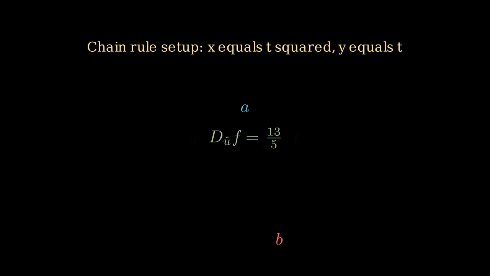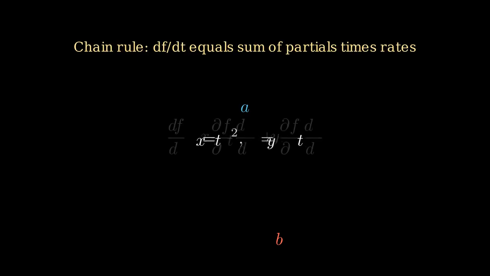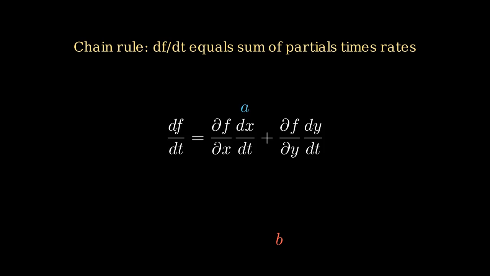Now suppose x equals t squared and y equals t, and we want the rate of change of f with respect to t using the chain rule. The chain rule says df by dt equals partial f by partial x times dx by dt plus partial f by partial y times dy by dt.